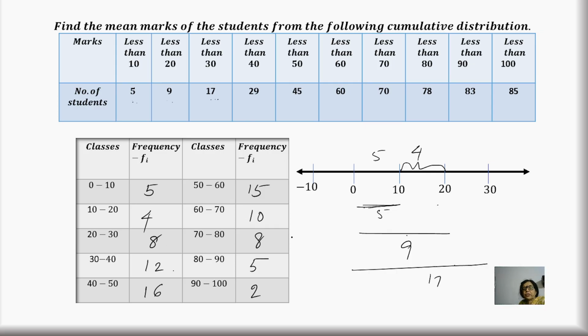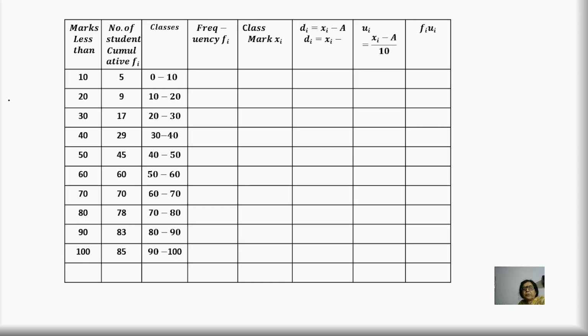Now once we have got this data in this format, that is the frequency distribution in the correct format, we can proceed to find out the mean by any of the methods we choose to. So here this is the frequency distribution. Let us complete this first. The frequency F1, the first row will have 5. This will have 9 minus 5, that is 4. This will have 8. This will have 12. This will have 16. Then we have 15. Then we have 10. Then this is 8. Then this is 5. And this is 2. You can check it once before proceeding. So 45 minus 29, that is equal to 16.